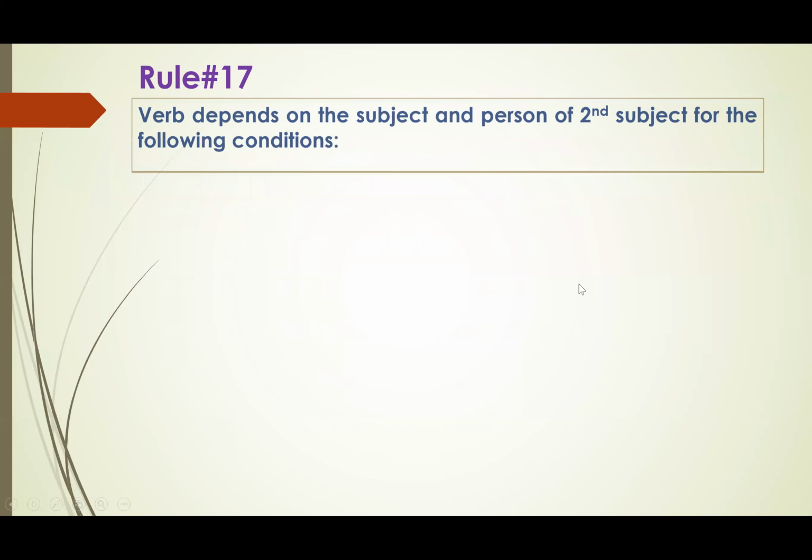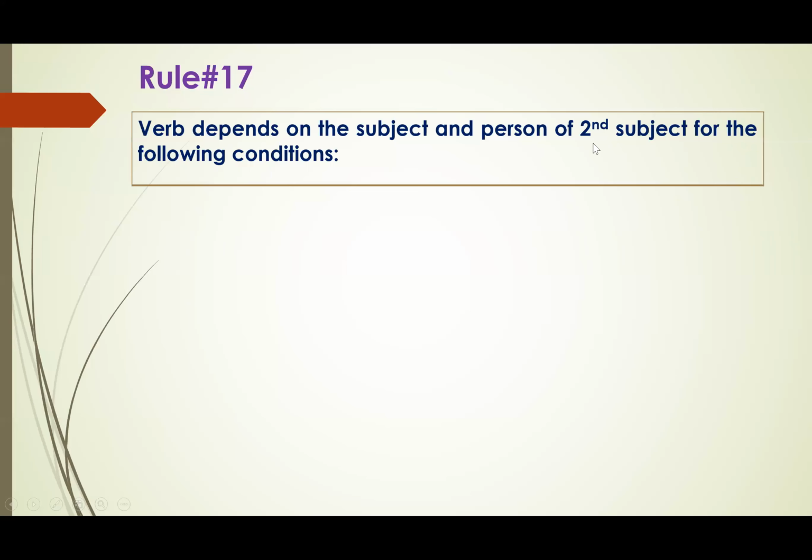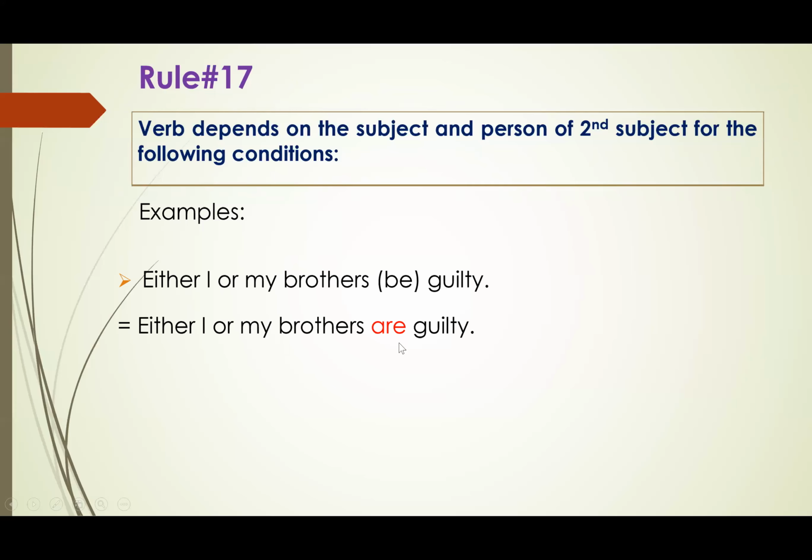Rule number 17. Verb depends on the subject and person of second subject for the following conditions. Okay, that means you see either I or my brothers. So verb depends on the subject. That means I or my brothers. Depends on the subject and person of second subject. So second subject is my brothers. It's a plural, right? So depending on the second subject, the verb will be changed. So as my brothers are plural, we will use are. Either I or my brothers are guilty.